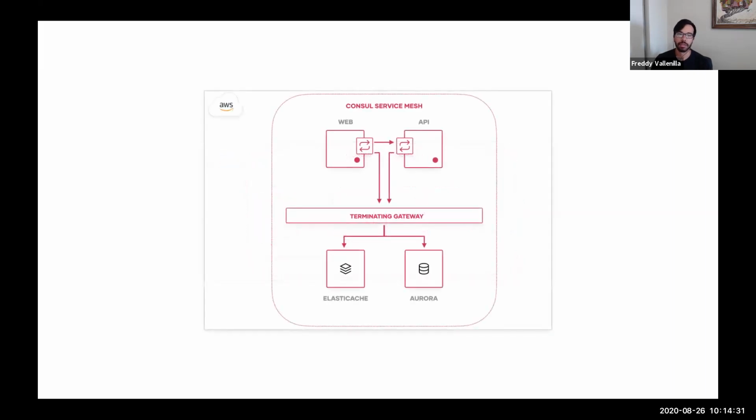One key feature of terminating gateways is that a single gateway can route to one or multiple services outside the mesh. You will decide what subset of services you want to expose through the gateway.